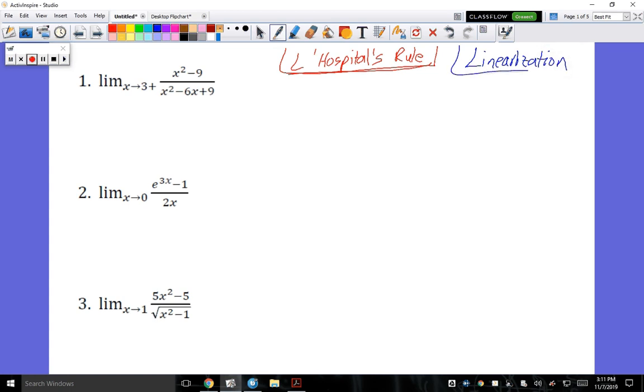And this is for approximating functions. And it's using the equation of the tangent line.